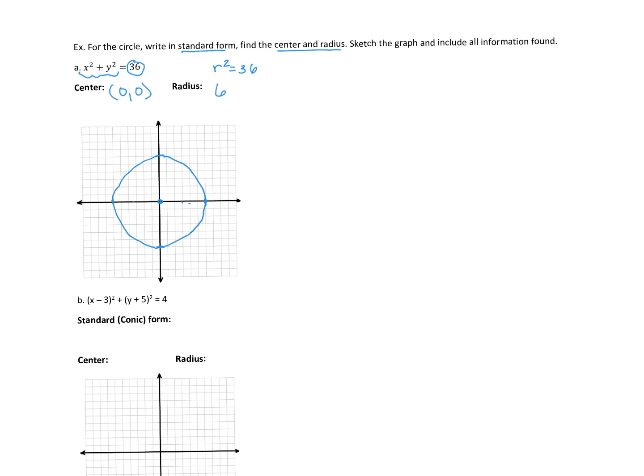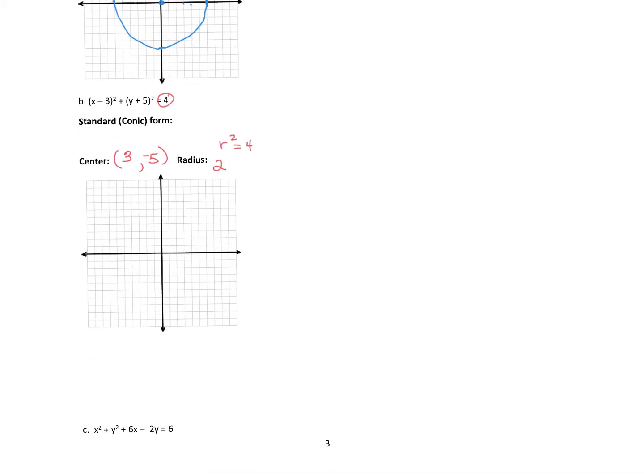Okay, let's look at this next example. We have (x - 3)^2 + (y + 5)^2 = 4. So our center is going to be positive 3 and negative 5, and the radius, since r^2 is 4, is 2. What does that look like? (3, -5) is our center, and then we'll go 2 in each direction.